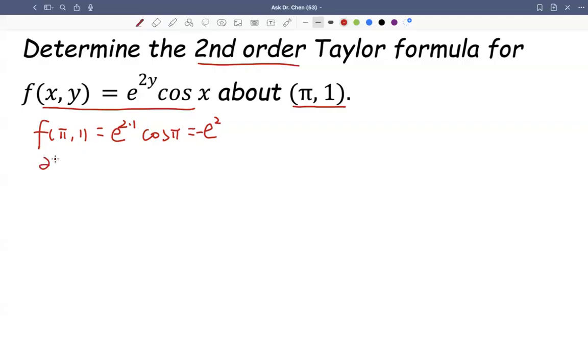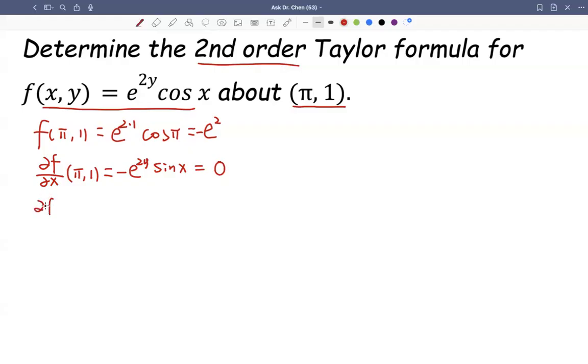So we need to find the partial f, partial x, and then we want to evaluate it at (pi, 1). Taking the derivative in terms of x, we get negative e to the 2y sine x. Then sine pi is 0. So this value is 0.